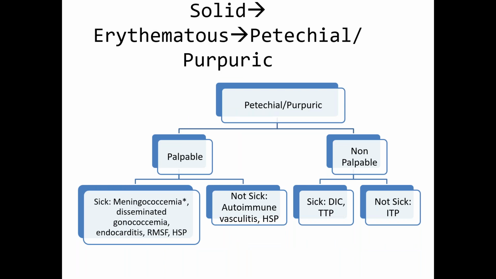Next is when there is petechiae or purpura. Among the sick, if it is palpable, then again you should think of meningococcemia, disseminated gonococcemia, endocarditis, Rocky Mountain spotted fever, and Henoch-Schonlein purpura. If not sick, it could be autoimmune vasculitis or Henoch-Schonlein purpura. Non-palpable purpura or petechiae means either DIC, disseminated intravascular coagulation, or TTP, thrombotic thrombocytopenic purpura. If not sick, it could be ITP, idiopathic thrombocytopenic purpura.